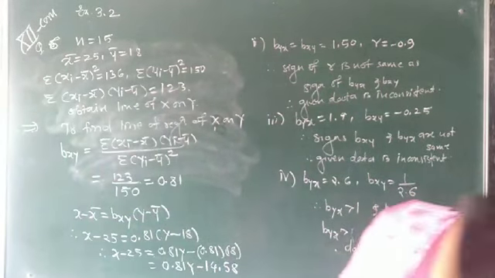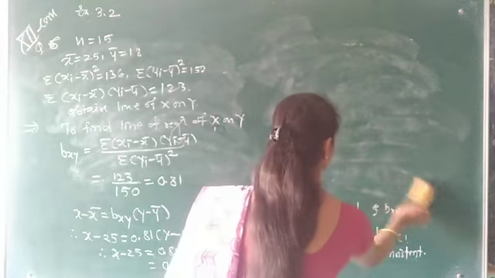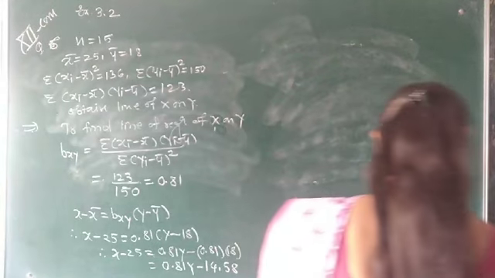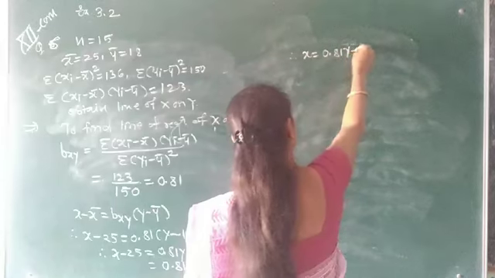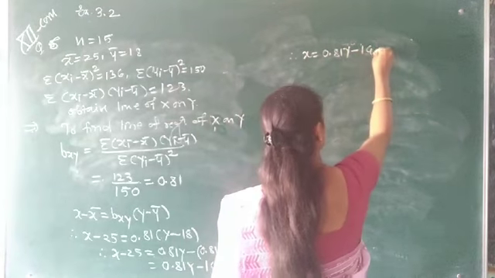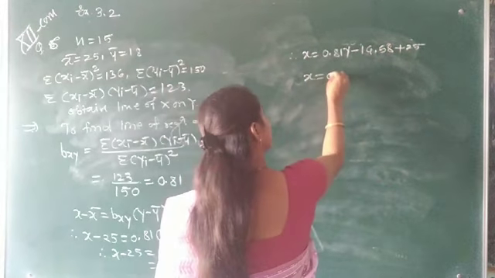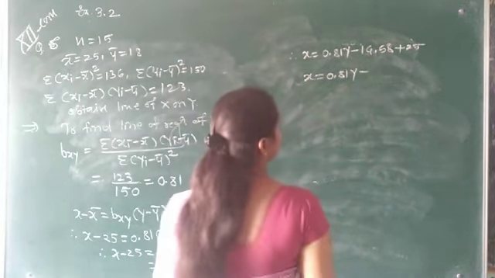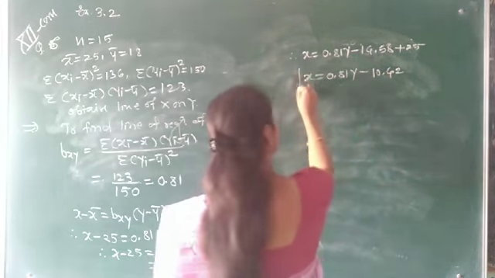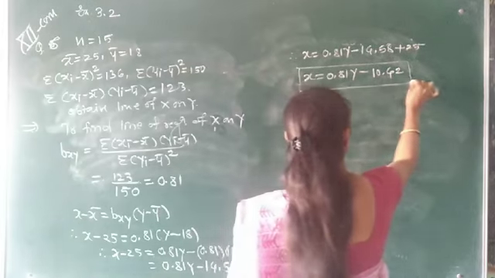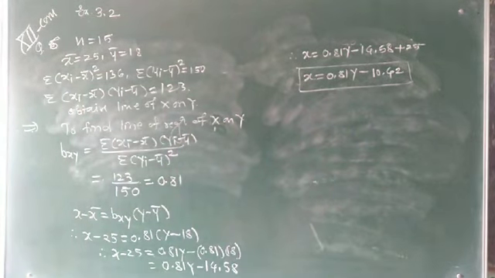Therefore, x is equal to 0.81y minus 14.58. The minus 25 here becomes plus 25. Therefore, x is equal to 0.81y minus 14.58 plus 25, that is 10.42. This is the line of regression of x on y. Now see the next question, that is question number 7.